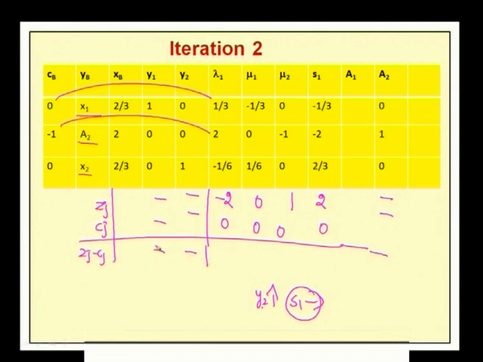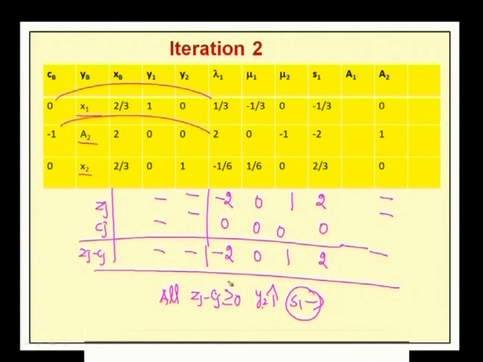Now, if we compute zj minus cj, we have z1 minus c1 as minus 2, 0, 0, 2. Now, in order to get the optimal solution, we have to check the condition all zj minus cj greater than or equal to 0. Except z1 minus c1, all are non-negative. So, here not all zj minus cj are greater than or equal to 0. The z1 minus c1 is negative, therefore, optimal solution is not obtained. Now, we have to improve this solution again.